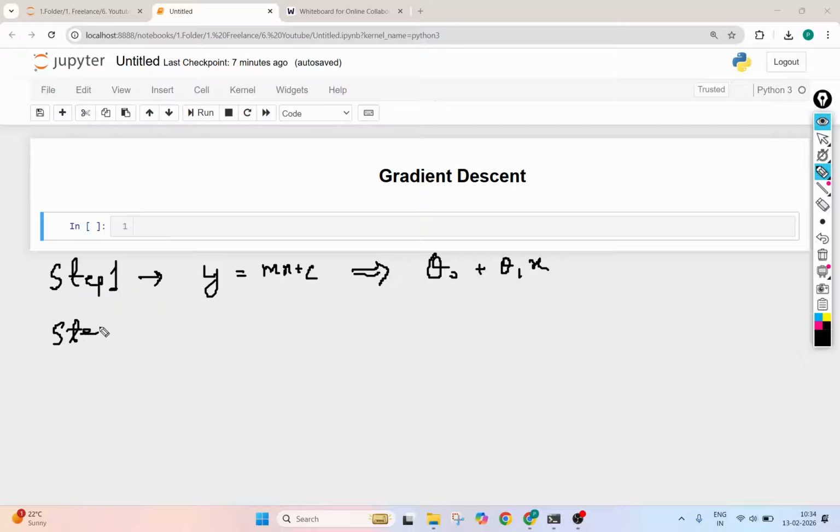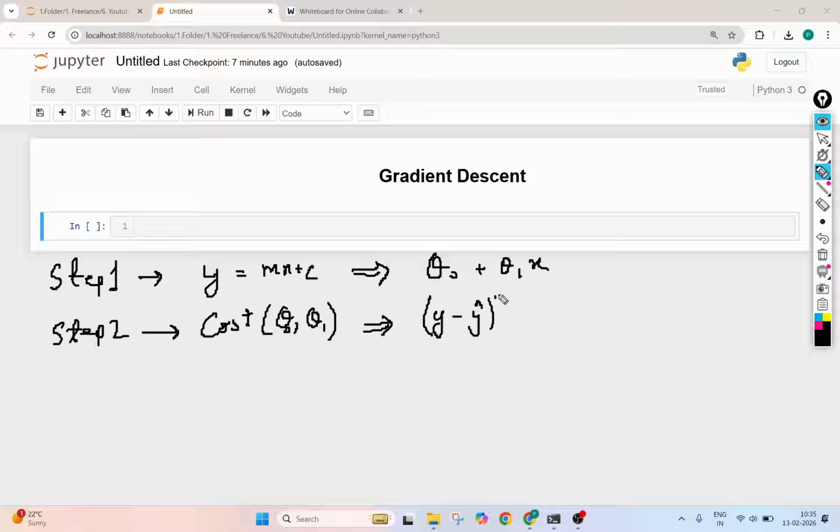Step two, we need to find the cost function. The cost function would be a function of theta naught and theta 1. And it looks something like y minus y predicted, right? Whole square, summation divided by the total number of points.